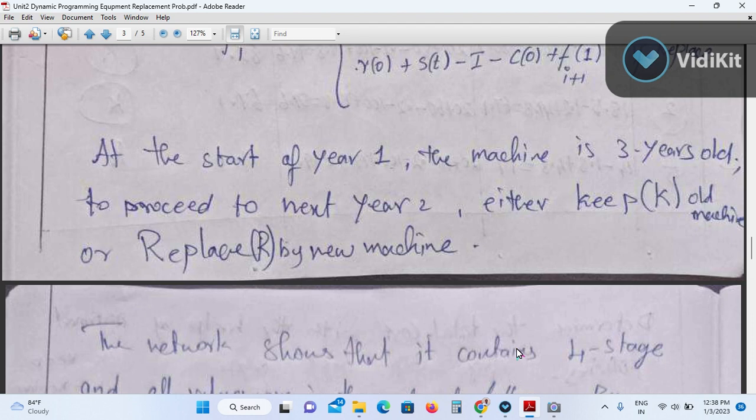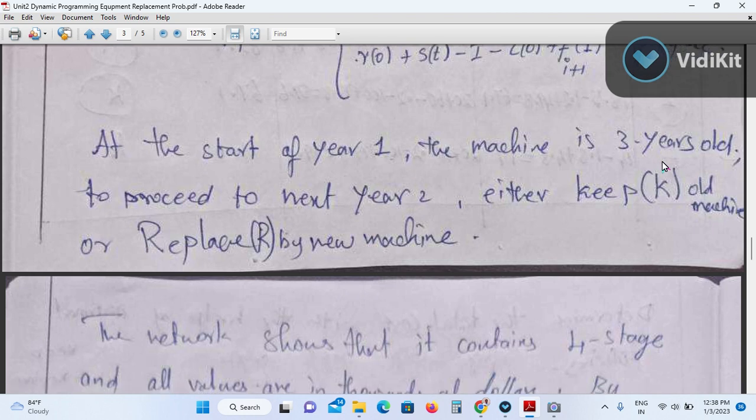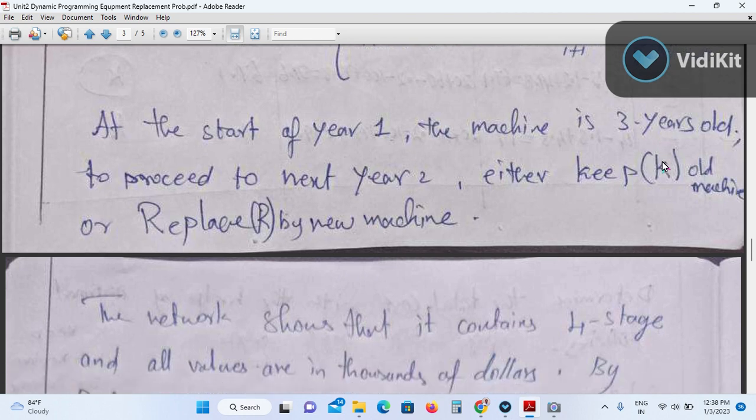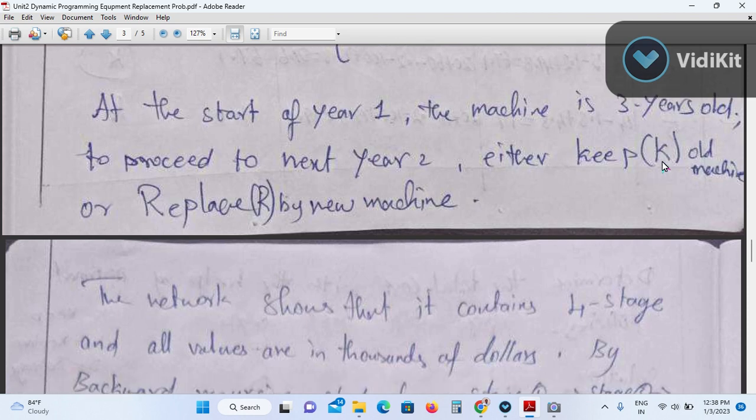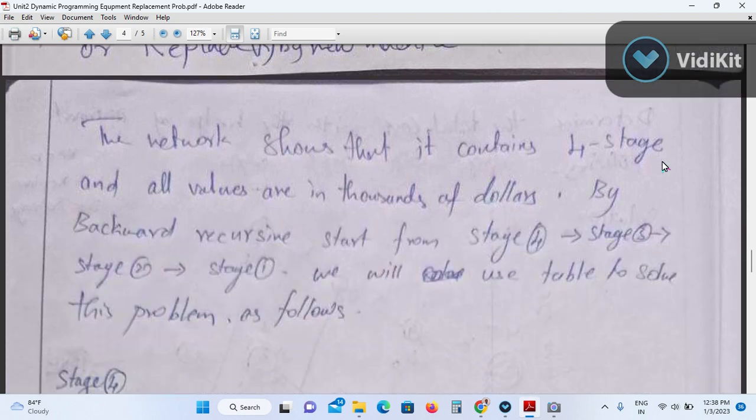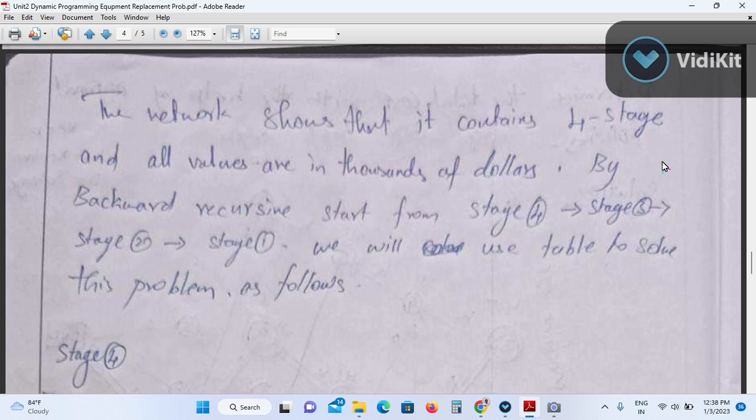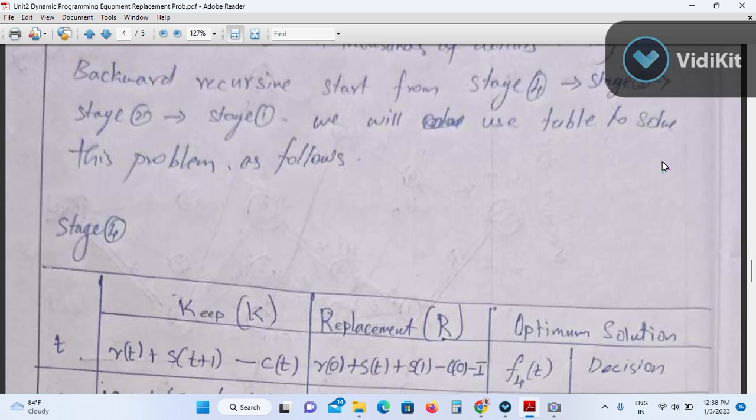Just observe that at the start of year one, the machine is 3 years old. Already we observed it, right? To proceed to the next year, either we have to keep or replace by a new machine. If you want to keep the old machine, it is denoted by K. If you want to replace by a new machine, then it is R. These are all notations we already clearly explained. The network shows that it contains 4 stages and all values are in thousands of dollars. Already I recalled it. The backward recursion starts from stage 4 and goes up to stage 1. Like the previous example, here also we are talking about backward recursion only. So we will use the following table for solving this problem.